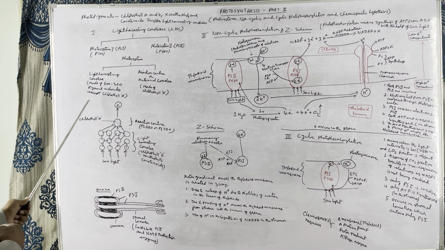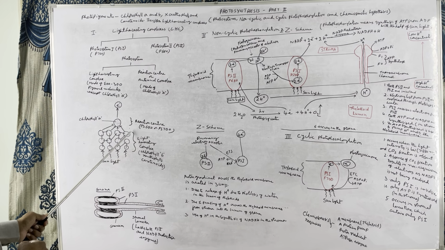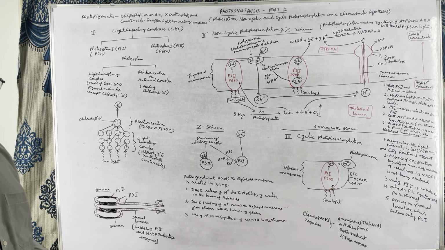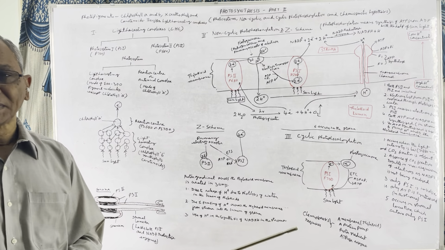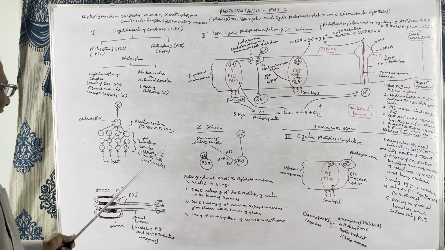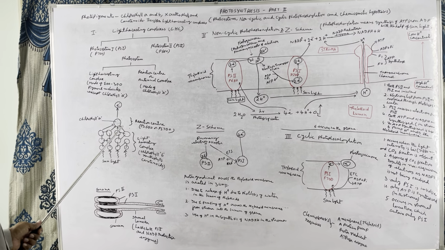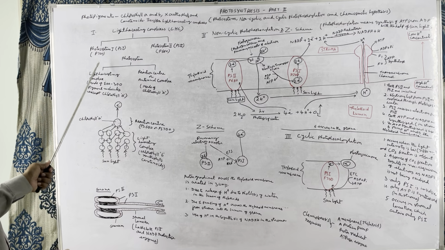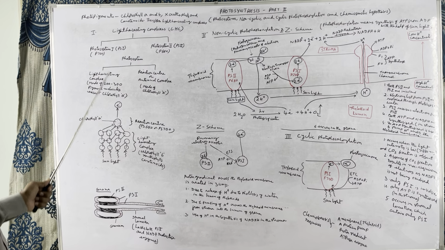See here, I have drawn a figure. This is the light harvesting complex. So when solar light or sunlight falls on this complex, that energy is harvested. This light harvesting complex consists of all the photopigments except chlorophyll A. Chlorophyll A alone is present in the reaction center. The reaction center may be 680 or 700.